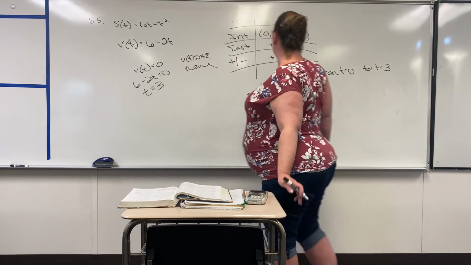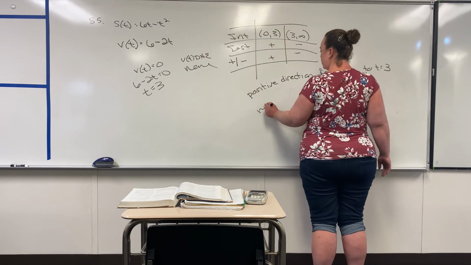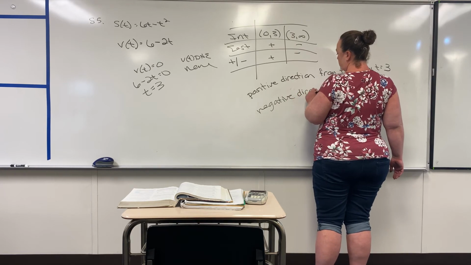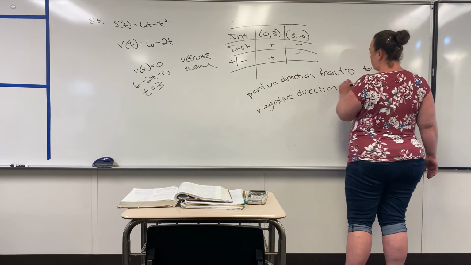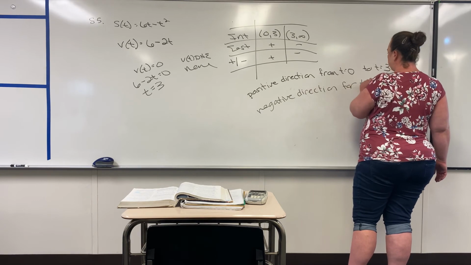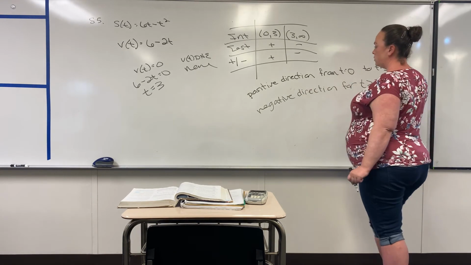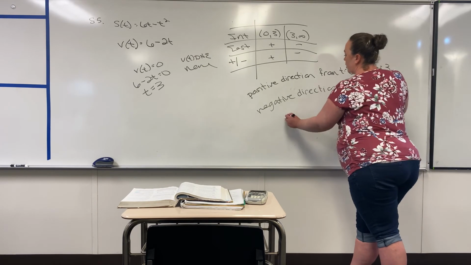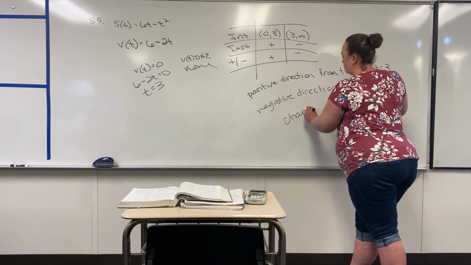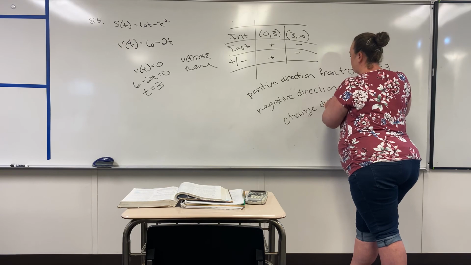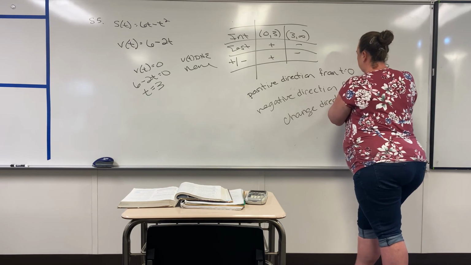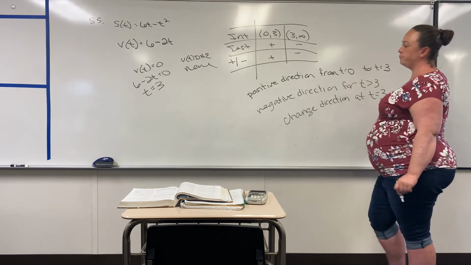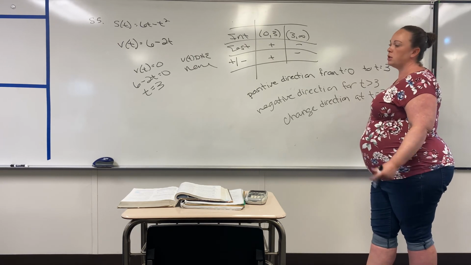So then you're moving in a negative direction for t is greater than 3. And then you change direction at t equals 3. So it's not hard, they change the wording up.